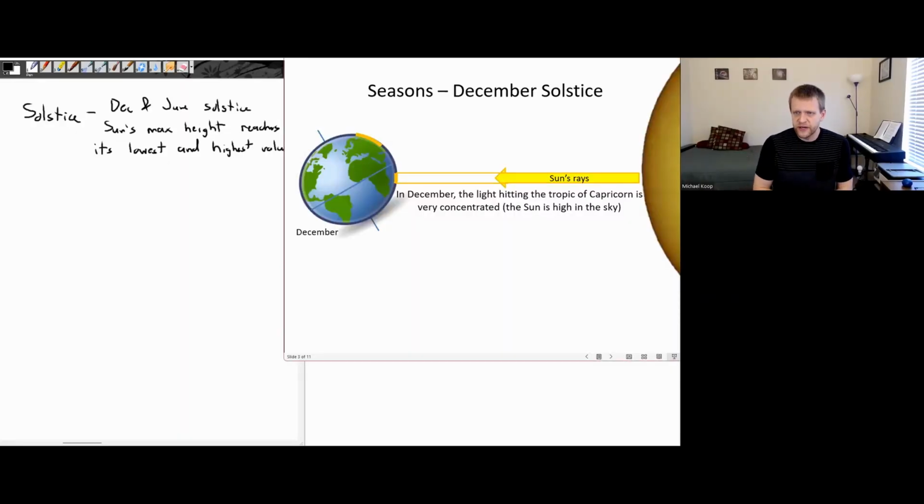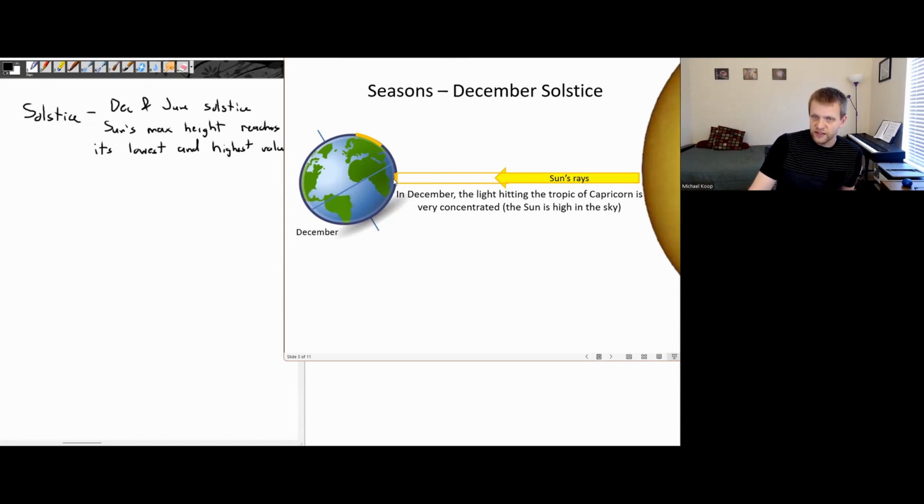So let's see if we can identify a few more of the details of this and look at the differences between the December and June solstice. So in December, the northern hemisphere, due to the Earth's tilt, is kind of pointing a little bit more away from the sun, and the southern hemisphere is pointing more towards the sun.